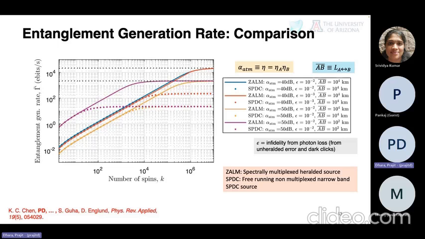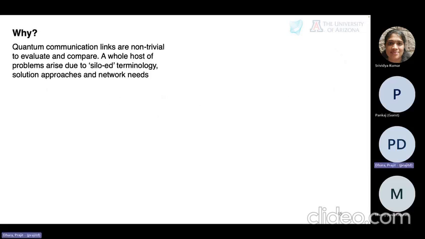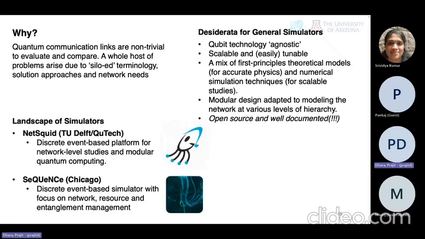So, all that given, the last thing I quickly wanted to talk about is that we are interested in doing modular quantum communication link simulations, and this was just a small sneak peek of how these things look. Why? Because as I've shown you, quantum communication links are not trivial to evaluate and compare, and people use different siloed terminology that makes getting to solutions hard. There are a lot of desired things that not everybody cares about, but that must be achieved for a most general simulator. The pre-existing simulators tend to do these things in a fashion that suits their applications very well, and they are well established.